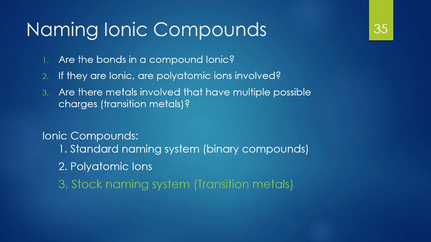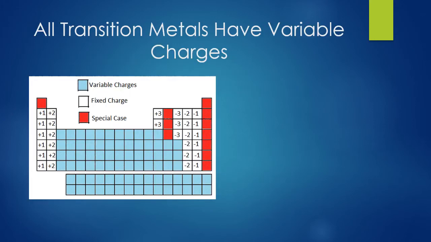Now it's time to look at the last type of ionic naming compounds. So it's the stock naming system, and this is with transition metals. So far, all of the examples that we've looked at have been with main group metals. We've been using alkali metals, alkaline earth metals, and aluminum. Now we're going to look at the D block, the transition metals. So all of those elements in blue.